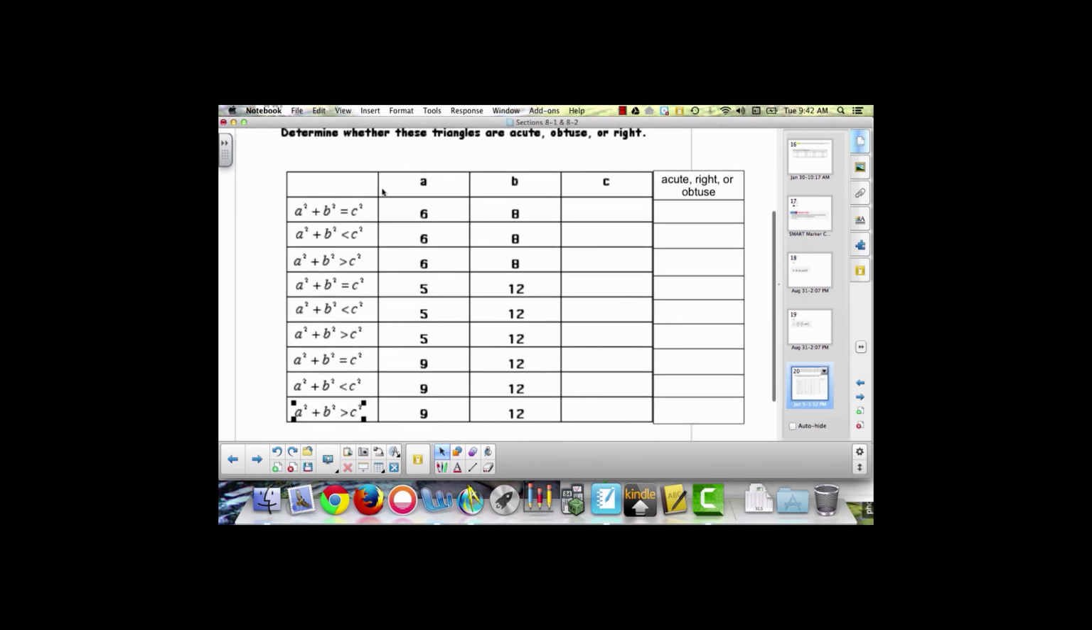What I want you to do is solve these equations or inequalities. If a squared plus b squared equals c squared, there will only be one value for c. If we have an inequality, then we'll have a range of values for c, and you should write an inequality here. Then I want you to think about what type of triangle you would have if a squared plus b squared equals c squared, if it's less than c squared, or if it's greater than c squared, and mark that in this column.